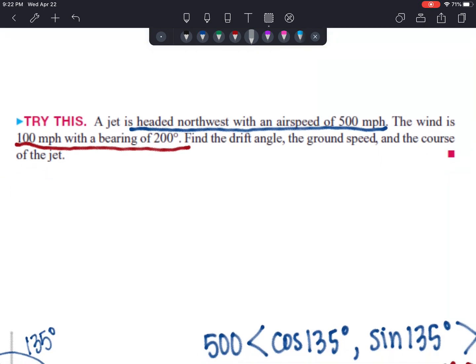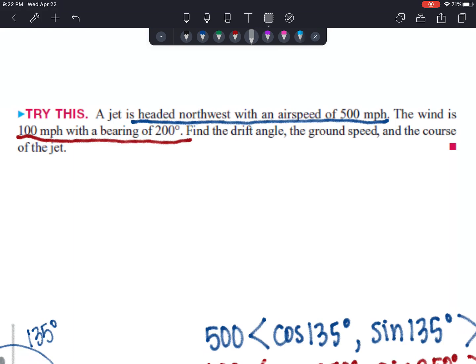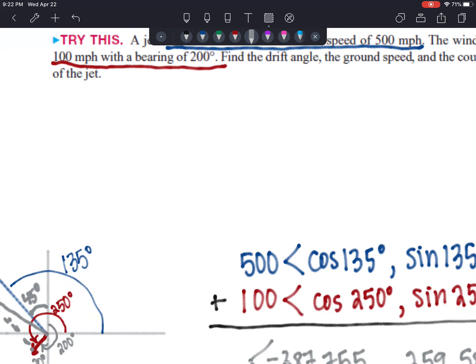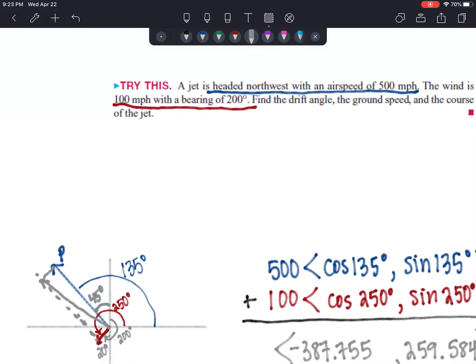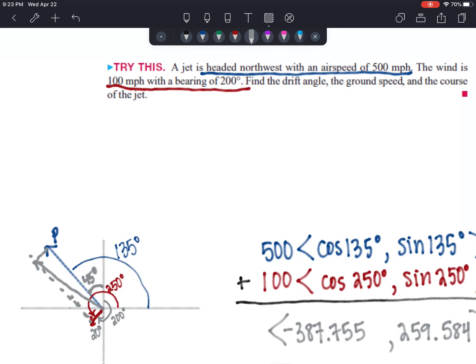The jet has a direction angle of 135 degrees. So that's from the positive x-axis to the angle, and that's because it was headed northwest, which is 45 degrees into the second quadrant. So the blue vector represents the jet or the plane. The red vector represents the wind.